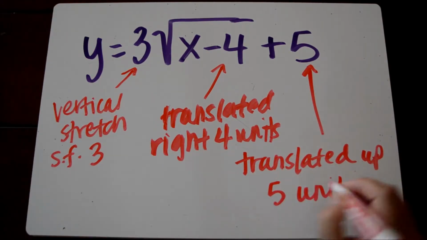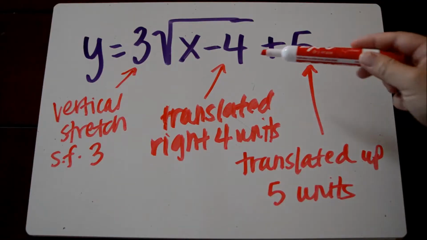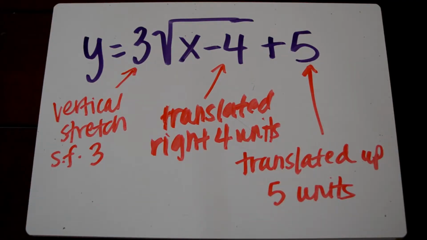What we have to keep in mind is our h value. It does say minus 4, and we wrote to the right 4 units, but that's because there's already a minus sign in the equation, so that's actually a positive 4, and that's why we wrote to the right 4 units.